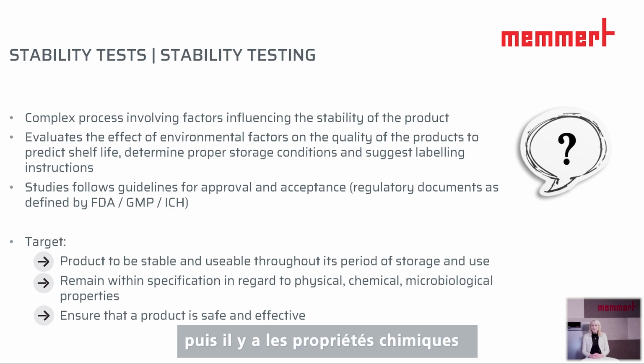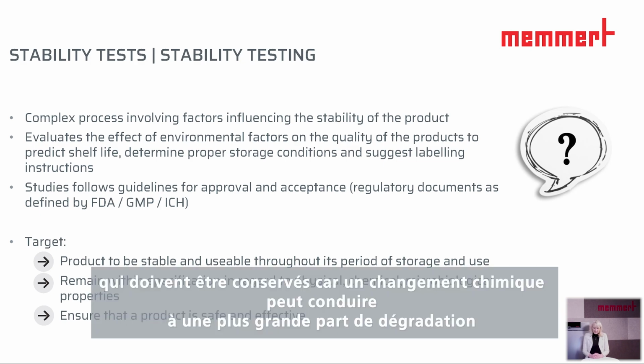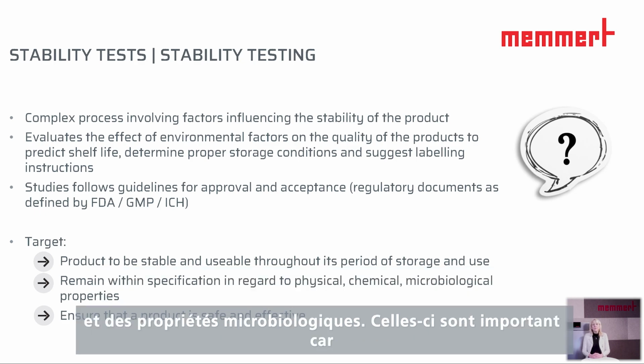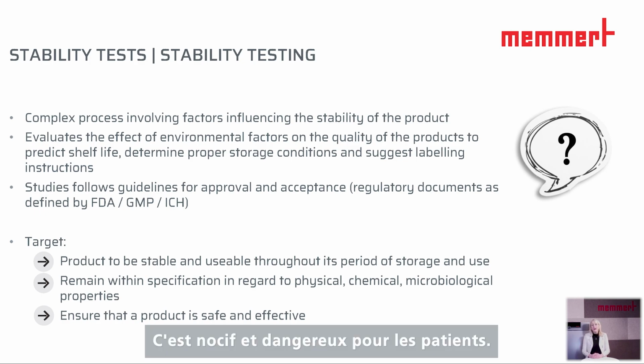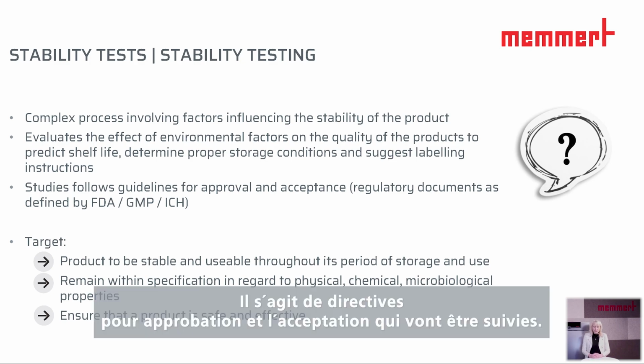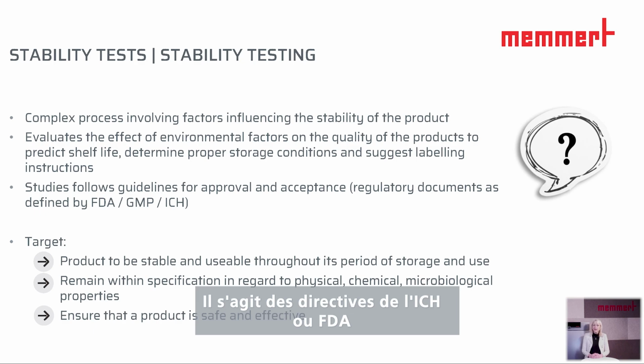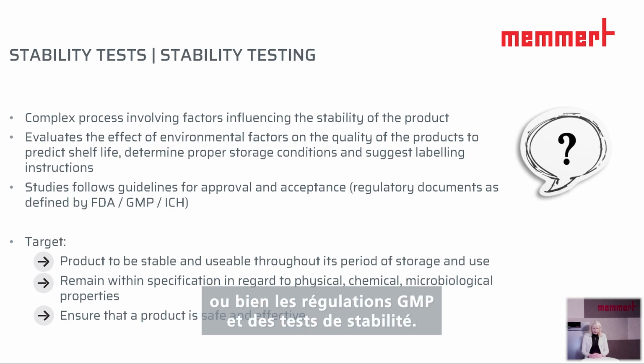Then there are the chemical properties. These should be kept, as chemical change may lead very often to a higher amount of degradation. And microbiological properties are important, as exceeding the maximum number of acceptable germs is harmful and dangerous for the patients. There are guidelines for approval and acceptance which are going to be followed. This is the ICH guideline or FDA guidance and GMP regulations.